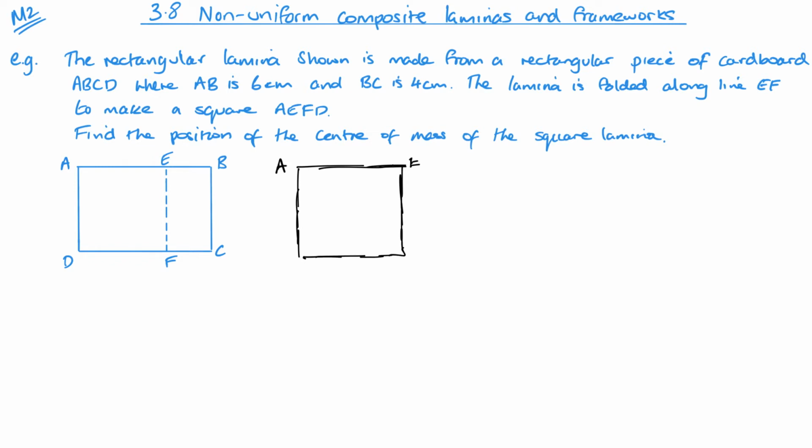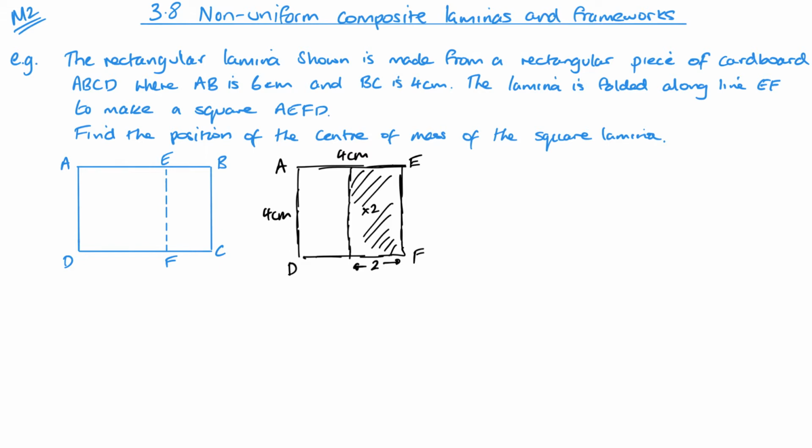So A, E, F and D. And this is going to be 4 centimeters by 4 centimeters. But coming down this middle here, which will be 2 centimeters, this is double thickness. I'll just give it a little bit of shading for you there. This part is double thickness, so it's going to be double the density. And that's something I need to make sure I take into account when I'm solving this particular problem.